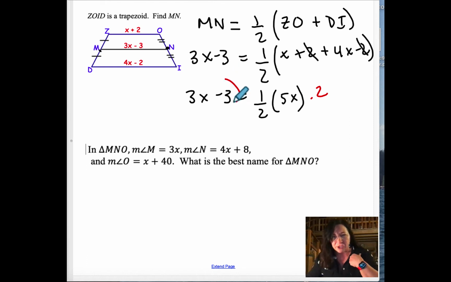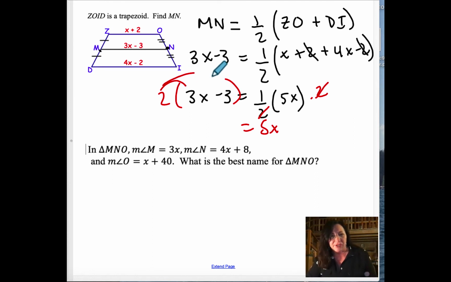So multiply by 2 on both sides. It is an equation. 2's cancel. I get 5x is equal to, and then now I just need to distribute. 2 times 3 is what? 6. x minus 6 is equal to 5x. I just have to move everything over to each side, okay?